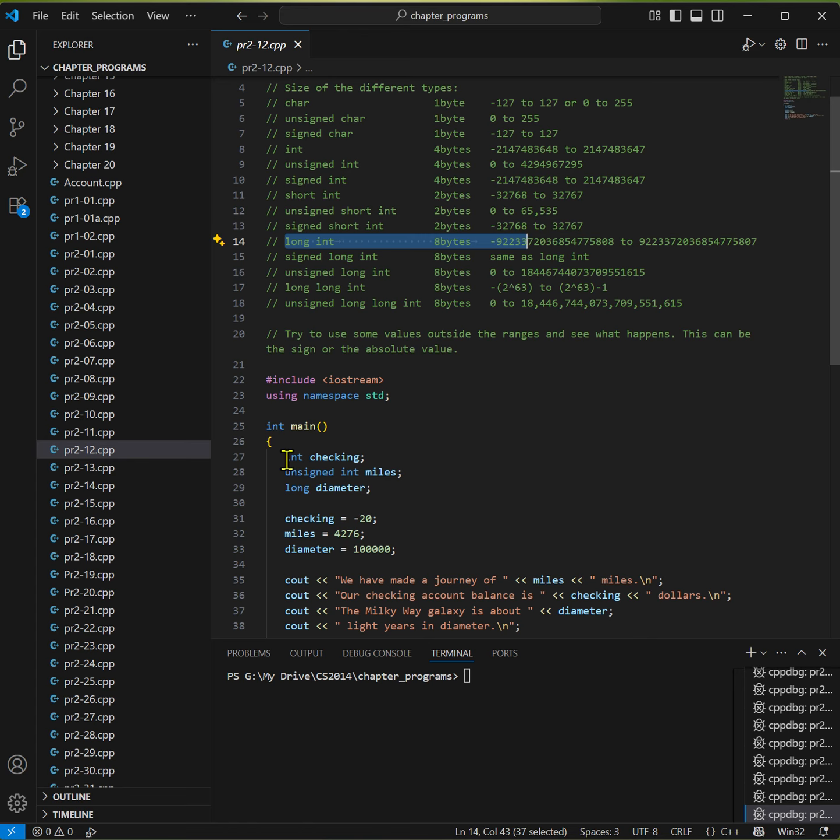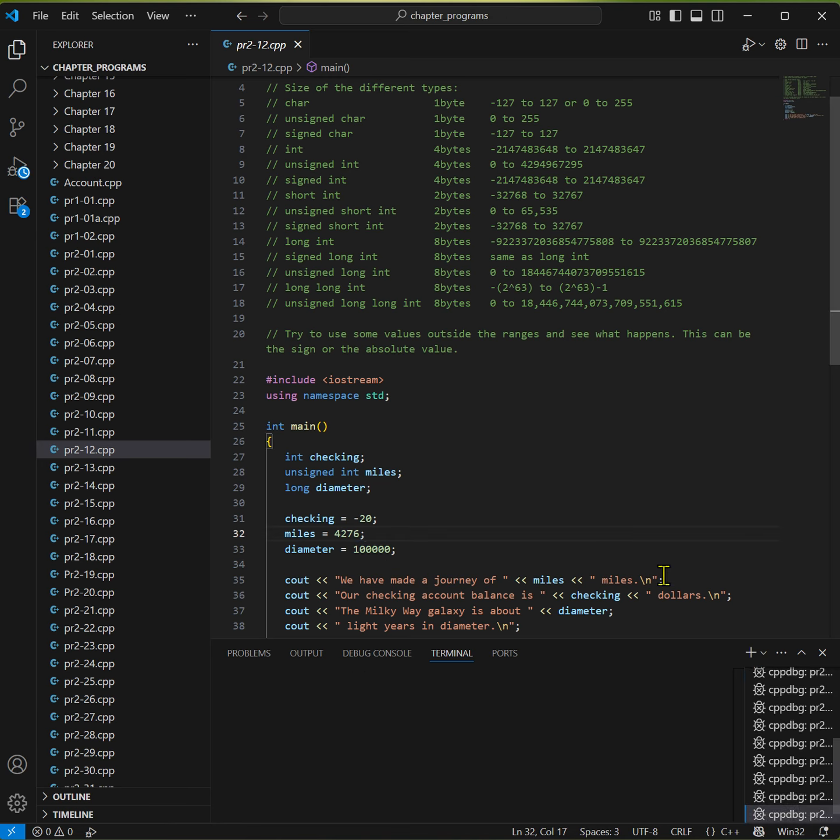Now, why is it important to know these ranges? Over here we have a regular integer that can be positive and negative, and we use that with a negative number. Over here we use an unsigned integer, and that means it can only be positive. We use a positive number over here. And then over here we use a long, which can go up to 9 billion, and you see that we use a positive number over here that falls well within this range.